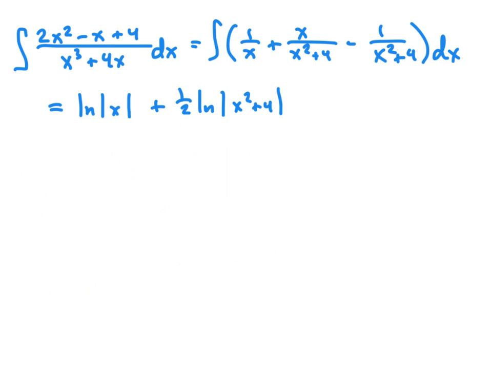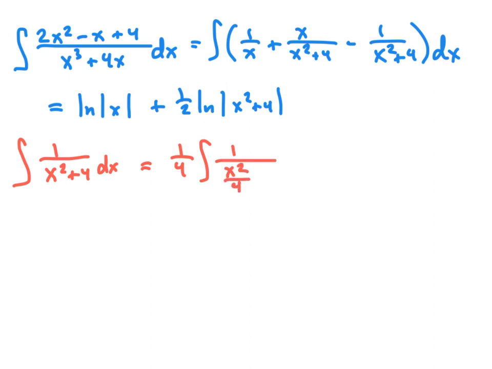Now we move on to our third term here, and we want to compute the integral of 1 over (x squared plus 4). In order to compute this integral, what we can do is factor out a 4 from the denominator of this expression, and so that'll give us a 1/4 constant outside of the integral. And in the denominator, we'll have x squared over 4 plus 1.